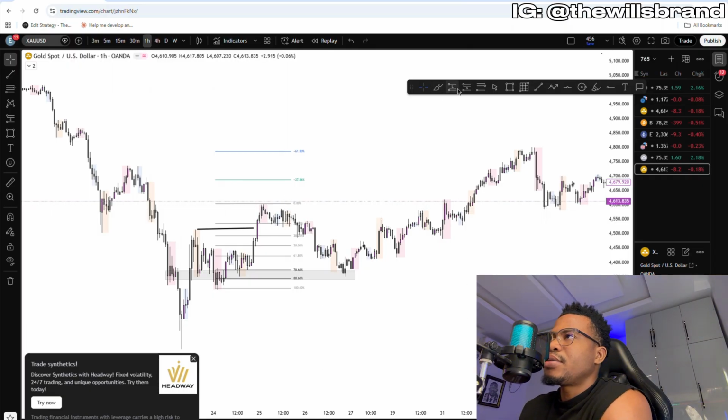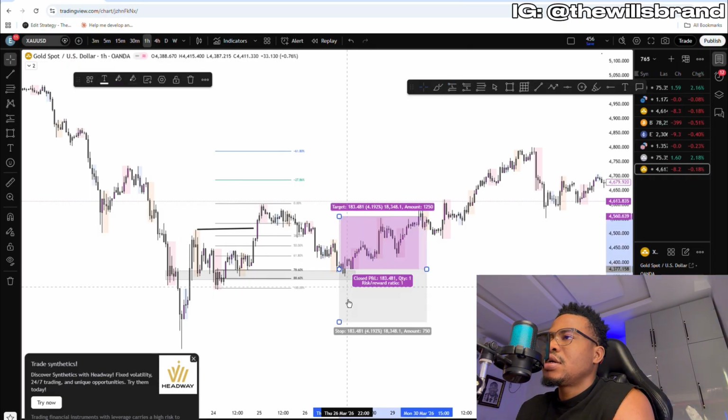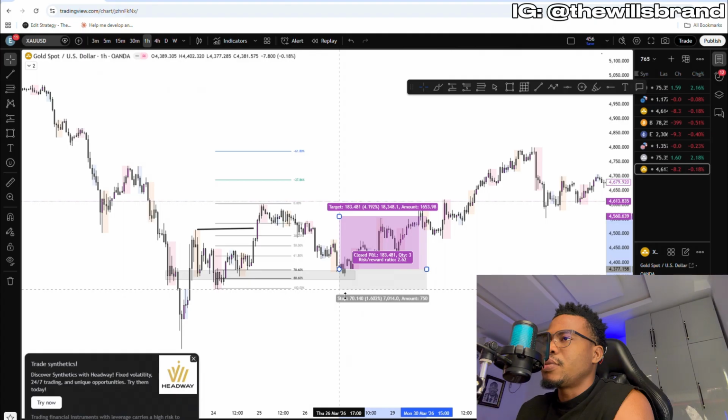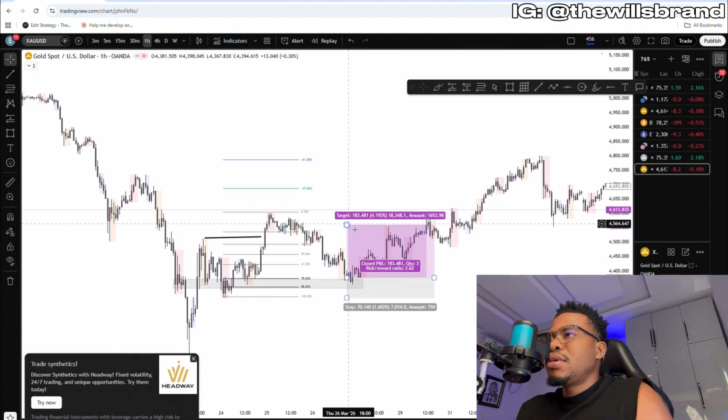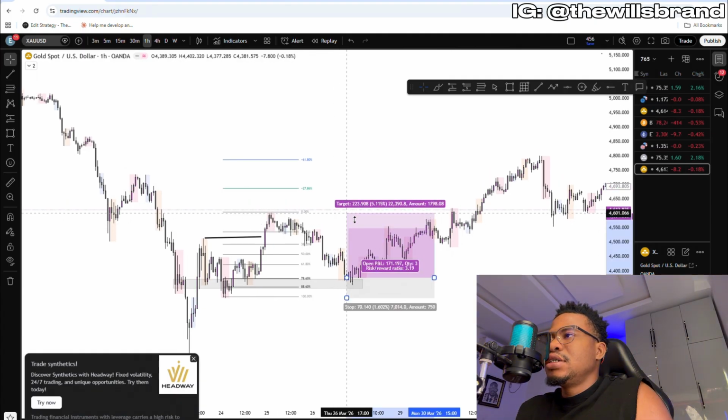Where's our first target? If I'm to buy from here, putting my stops below the support level, my first target will be here, this 0.00% level, which is 1:3.